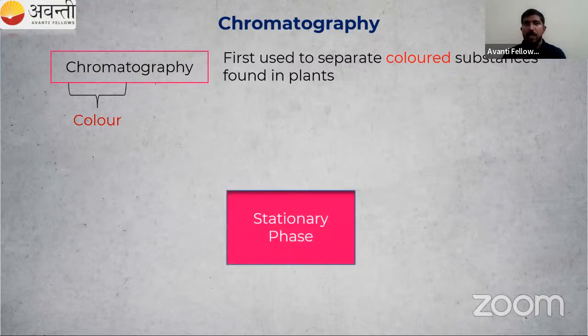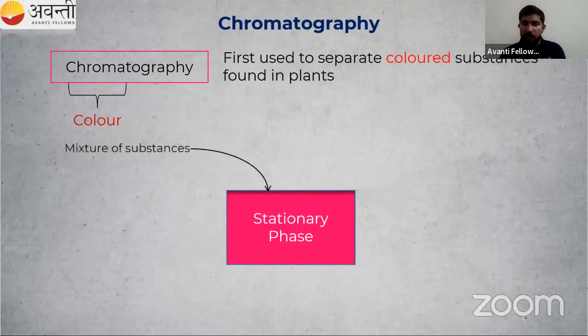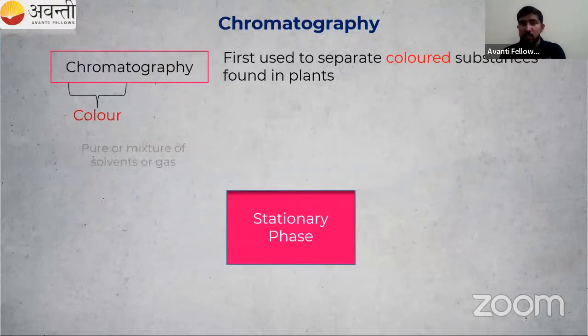So what is happening here? In chromatography, there are two phases. One is the stationary phase. Stationary, like me. I'm sitting here, I'm at rest. That is stationary, so that is our stationary phase. It can be a mixture of substances. It can be solid or liquid, etc.